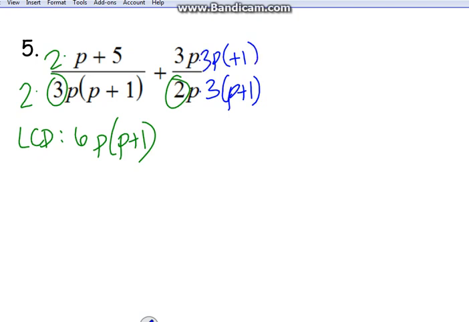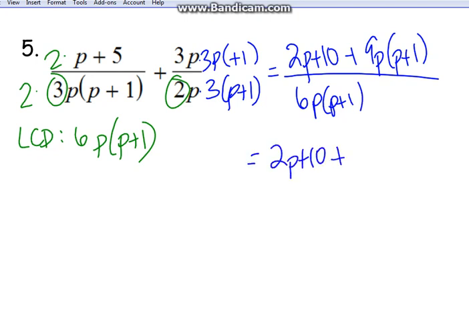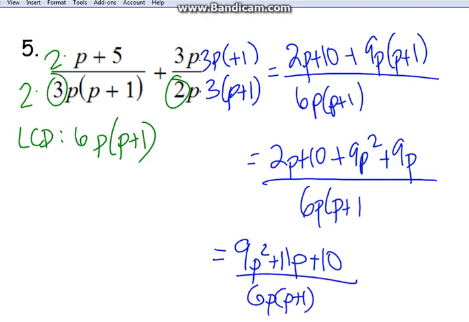So when we multiply these all the way through, we get 2p plus 10 plus 9p times p plus 1, all over 6p times p plus 1. I go ahead and simplify through 2p plus 10 plus multiplying through that 9p squared plus 9p, all over 6p times p plus 1. Combine your like terms. Put it in standard form. We have 9p squared. 2p plus 9p will give me 11p plus 10 all over 6p times p plus 1. There it is.